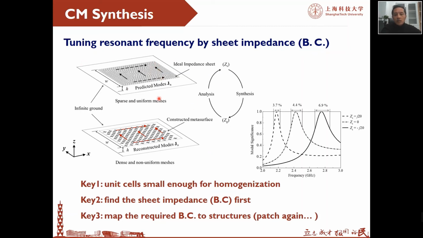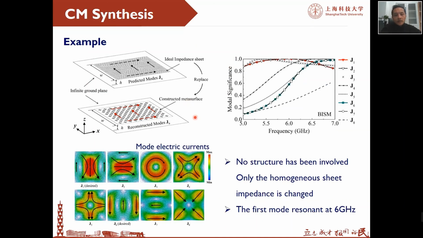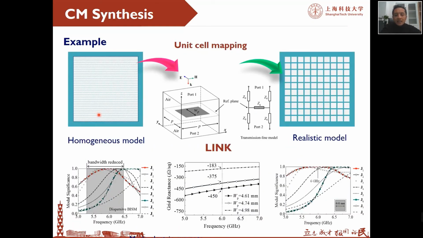And in this way, we look at the ideal sheet first. If we tune the sheet impedance to capacitive or inductive compared to a perfect conducting sheet, which actually has a sheet impedance of 0, we can tune the resonant frequency. So we just optimize the sheet impedance and calculate the modes, and the standard is that we put the first broadside radiating mode of in-phase currents at 6 gigahertz. The next is that we want to link the homogeneous model to a realistic model.